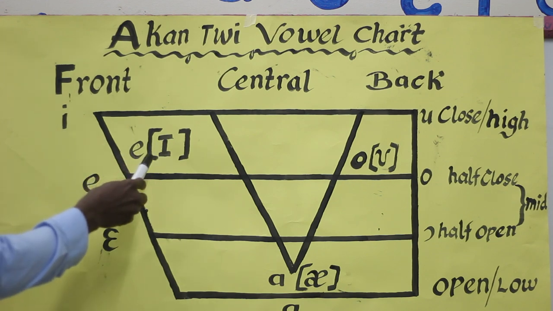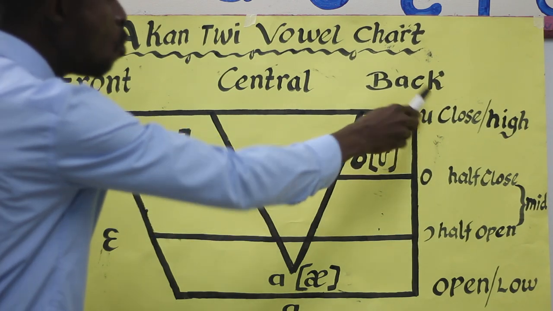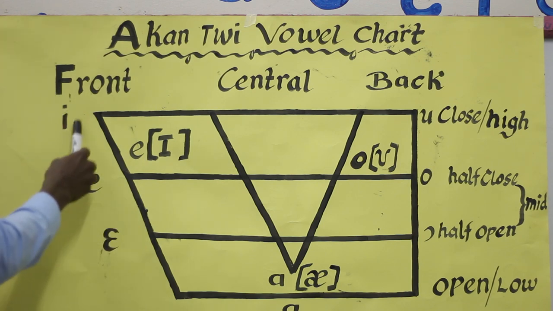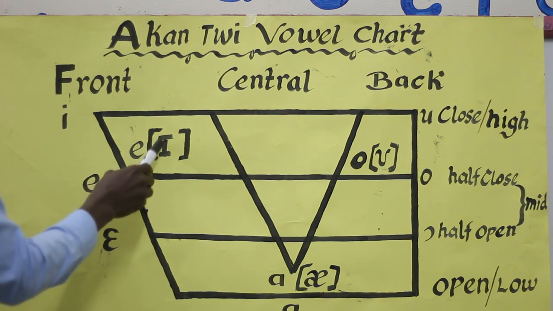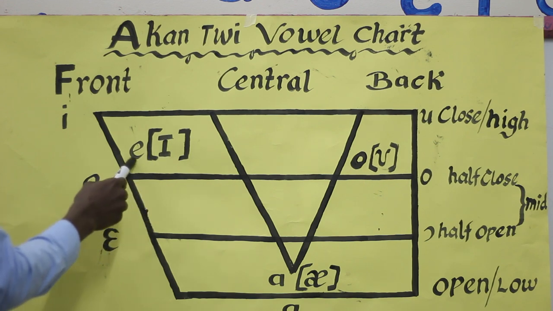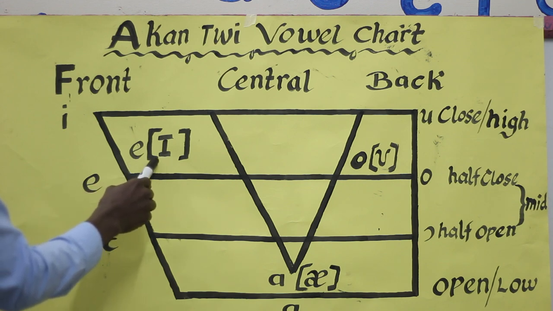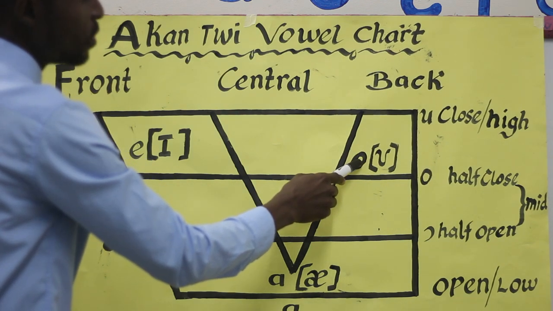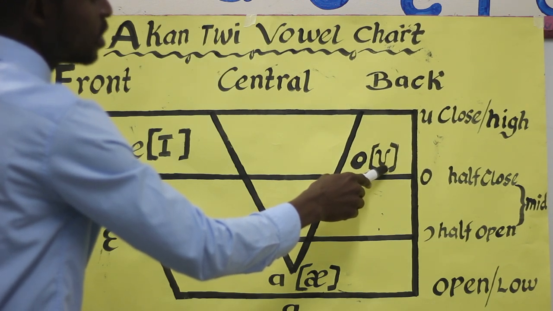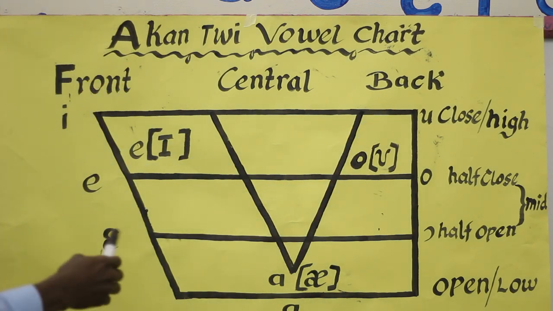I, I, O, and U. These are the high vowels. I told you with this sound, I've written, this is the phonetic sound we produce it as e, but in writing, we write it as this. That is why I've put this in this bracket. Then we have O. This also has two pronunciations, so I've put the actual pronunciation in brackets. Then finally we have U. So these are the high vowels.